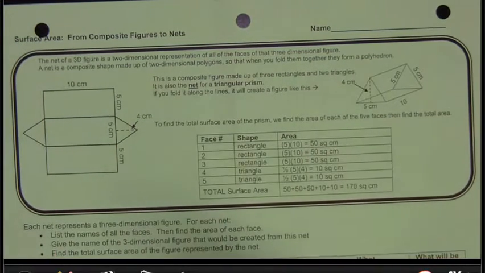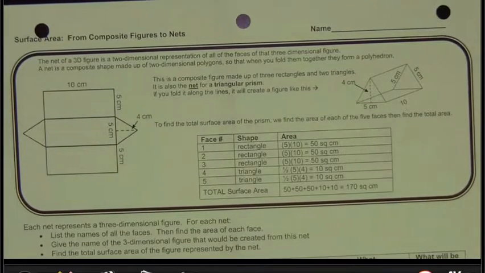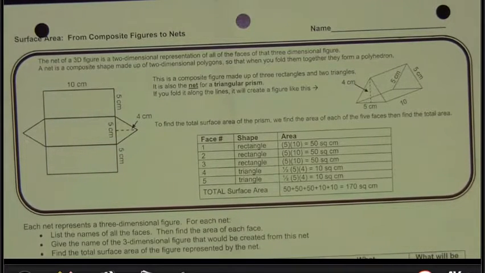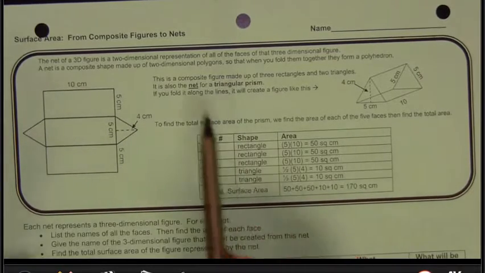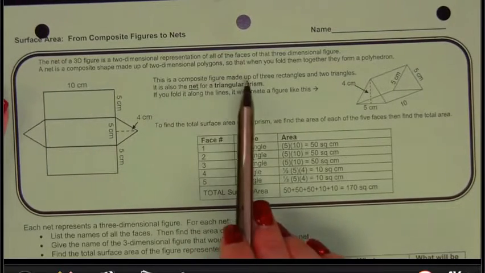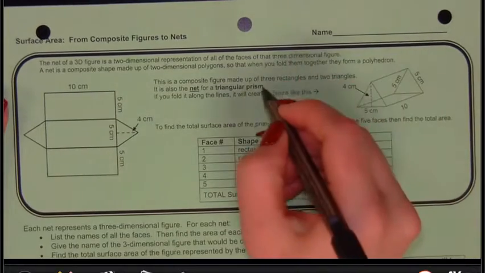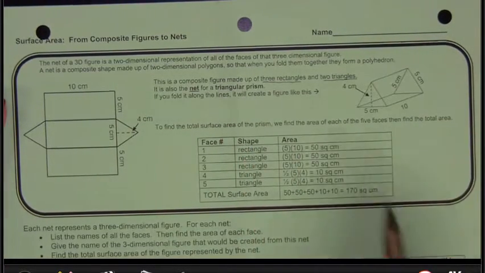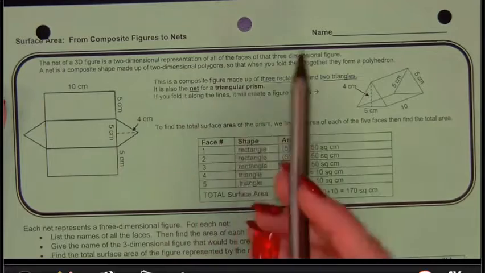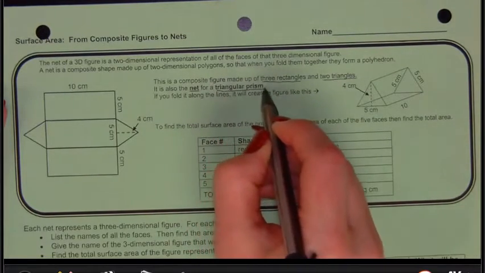We learned about how to find the area of composite shapes. That is deconstructing our bigger shape, finding the area of everything, and then adding all of the area back together. This is a composite figure made up of three rectangles and two triangles. It is also the net of a triangular prism.